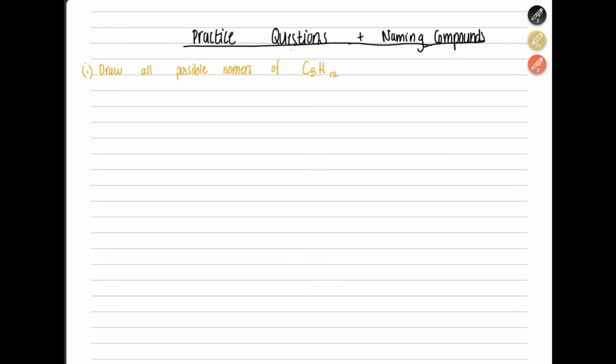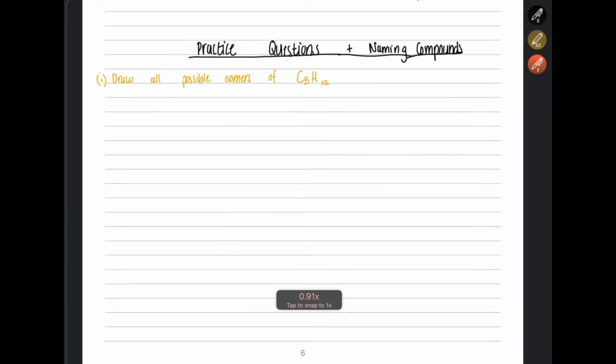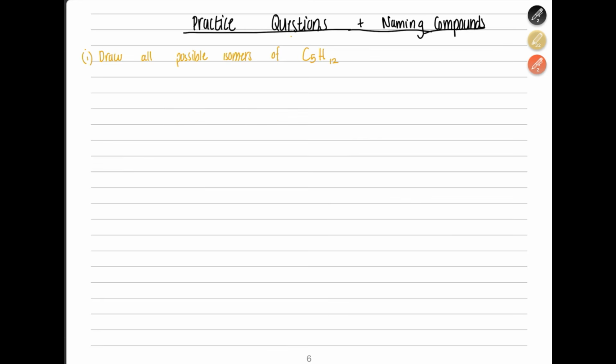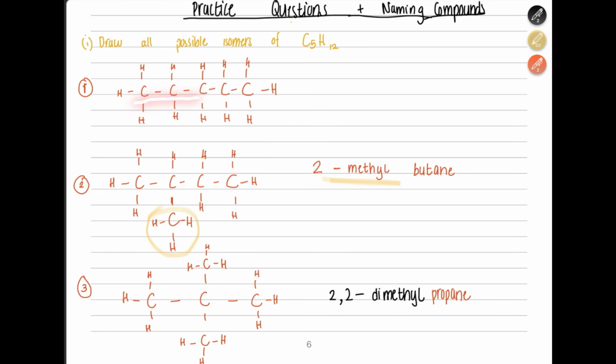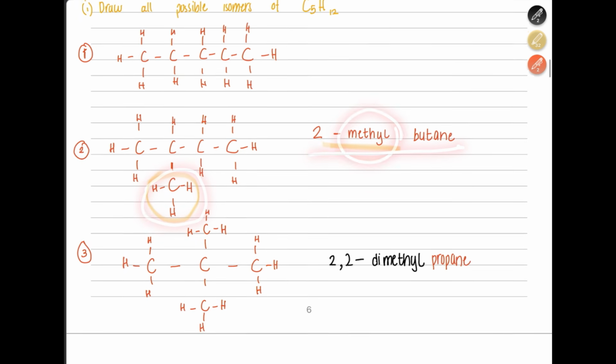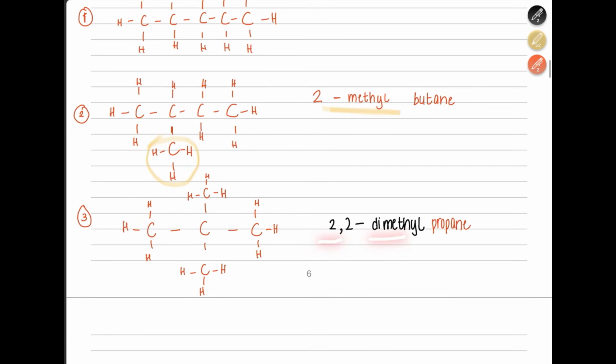Next is a small activity. We have to draw all the possible isomers of C5H12 and also name them. Pause the video if you'd like to do this. If you are done, the first one, 1, 2, 3, 4, 5, with 5 carbon atoms, you don't need to name this. And then you have 2-methylbutane because the methyl group CH3 is on the second carbon. And then you have 2,2-dimethylpropane.